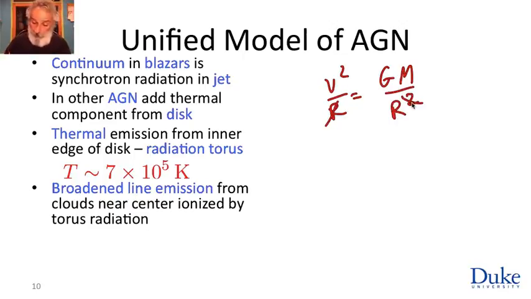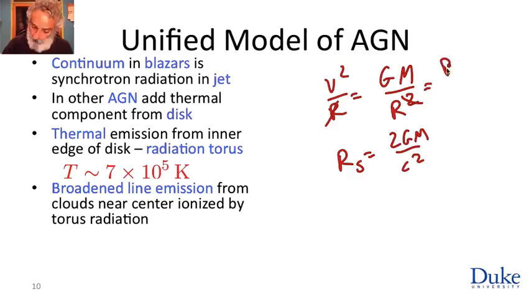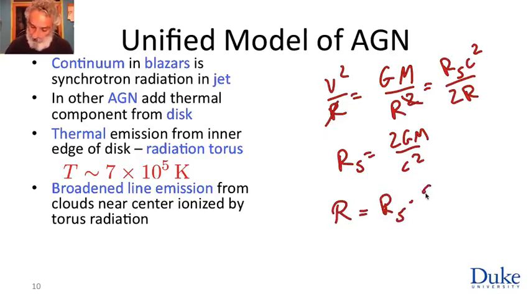I'll use again my old trick of replacing GM by, I still have to write it out, Rs is 2GM over c squared, which means that GM is Rs times c squared over 2r. What that tells me is that if I want to know the distance at which something is orbiting, I can solve this equation for r as Rs times c squared over 2v squared. Well, I know the v. I can figure out how many Schwarzschild radii away from the black hole this matter is orbiting.